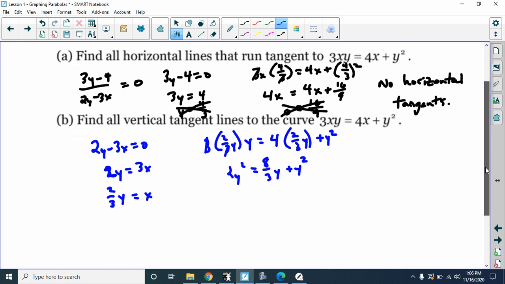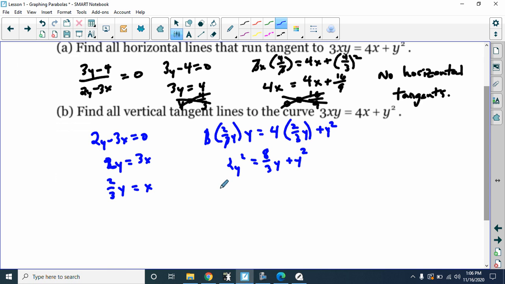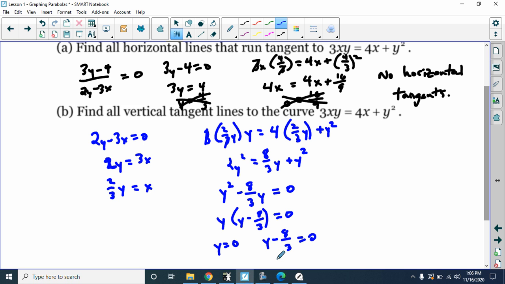I'm going to get my equation equal to 0. Subtract y squared from both sides. Subtract 8/3 y from both sides. Factor out a y. So either y equals 0 or y minus 8/3 is 0. So we have vertical tangent lines when y is equal to 0 and when y is equal to 8/3.